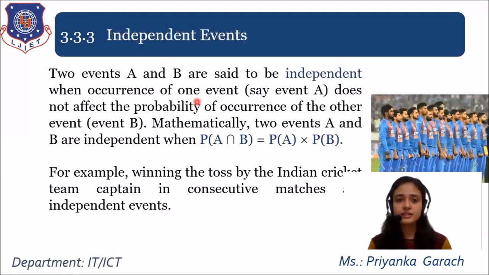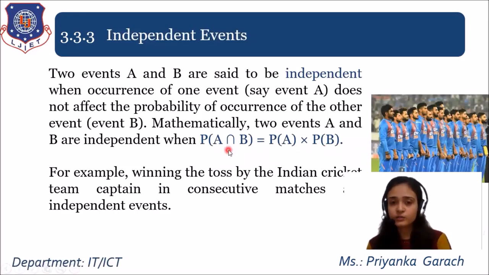Now the next one is the independent event. If there are two events, A and B, and these two events are independent of each other, so event A does not affect the probability of occurrence of the other event B. At that time, the probability of A intersection B will be probability of A times probability of B.